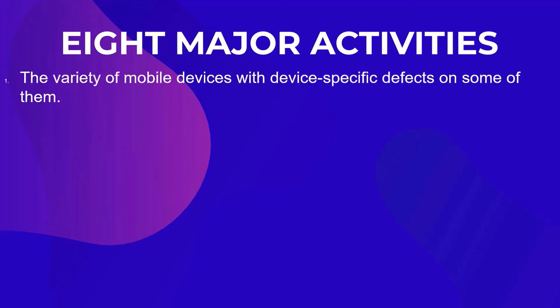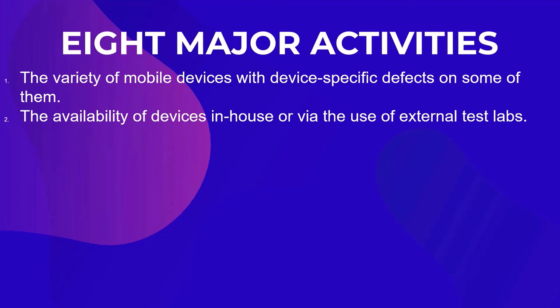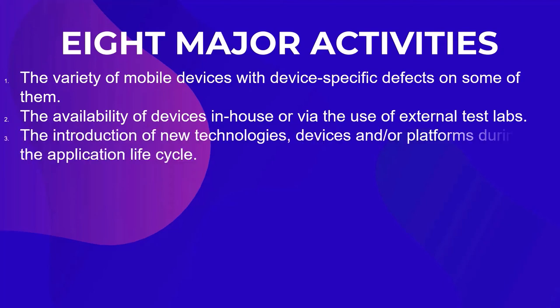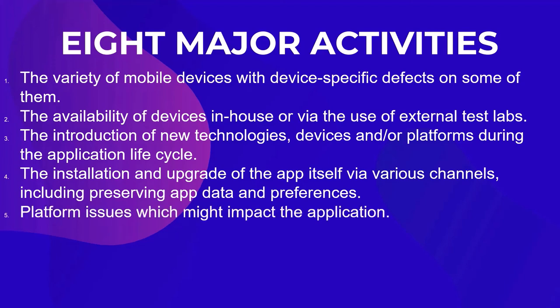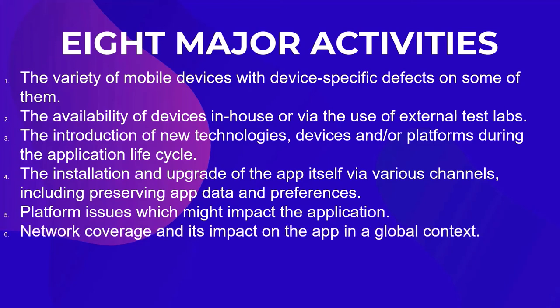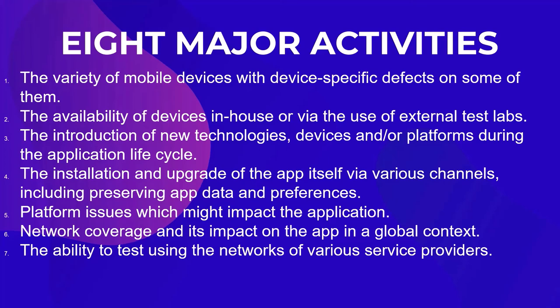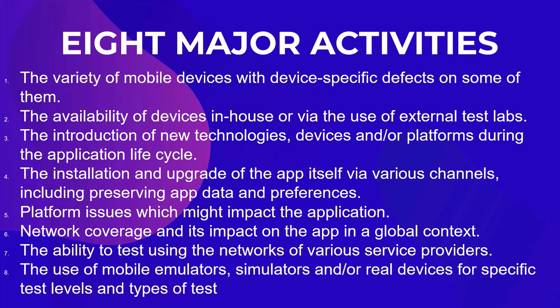The variety of mobile devices with device-specific defects on some of them. The availability of devices in-house or via the use of external test labs. The introduction of new technologies, devices, and/or platforms during the application lifecycle. The installation and upgrade of the app itself via various channels, including preserving app data and preferences. Platform issues which might impact the application. Network coverage and its impact on the app in a global context. The ability to test using the networks of various service providers. And the use of mobile emulators, simulators, and/or real devices for specific test levels and types of tests.